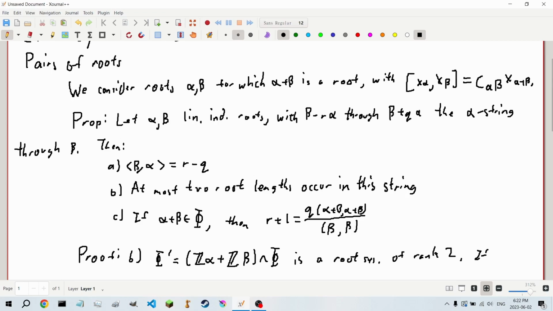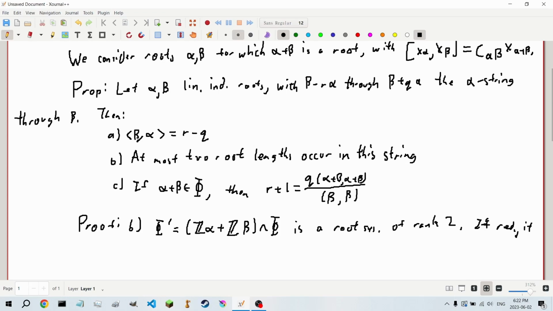If it's reducible, it must be of type A1 times A1, which we recall is just two pairs of orthogonal roots that don't really interact at all.